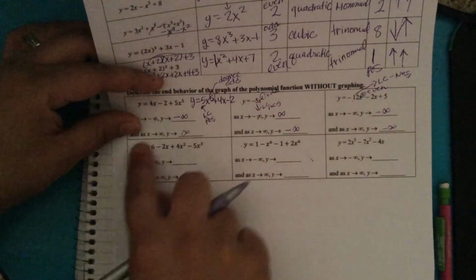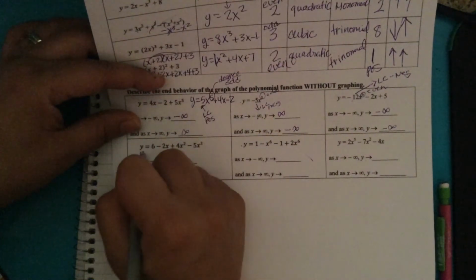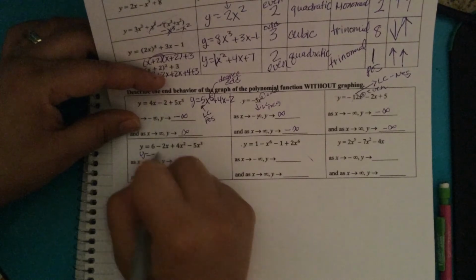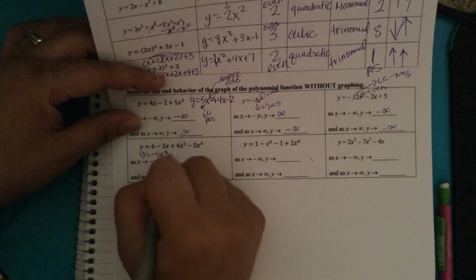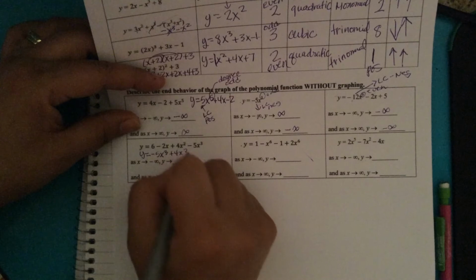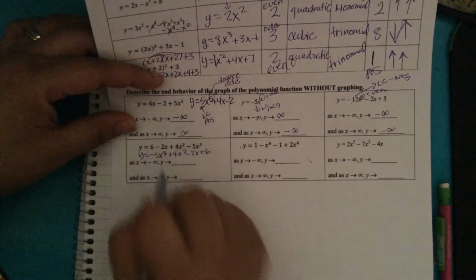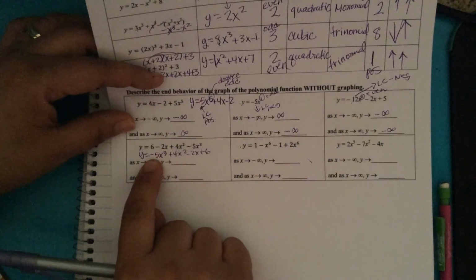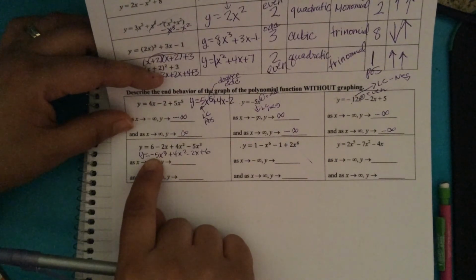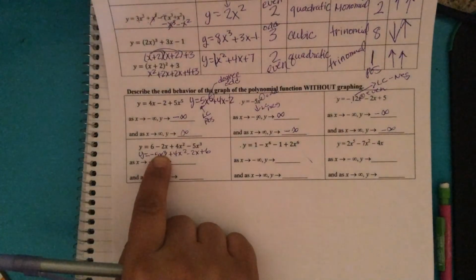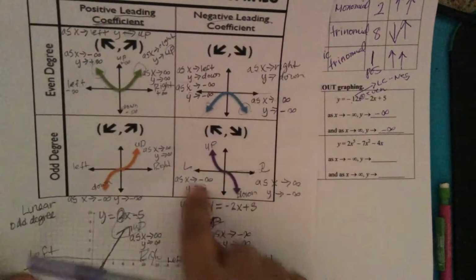Okay, just a couple more examples here. This is not in standard form, so let's write it. Y is equal to negative 5x cubed plus 4x squared minus 2x plus 6. This is standard form. You have a leading coefficient of negative 5, so that's a negative, and 3 is odd. So it's this right here.